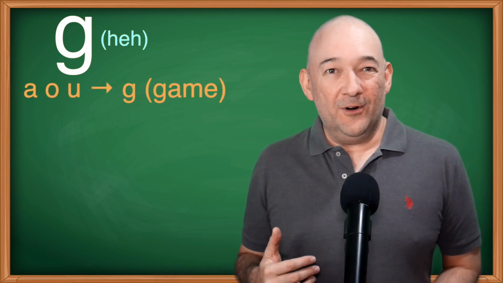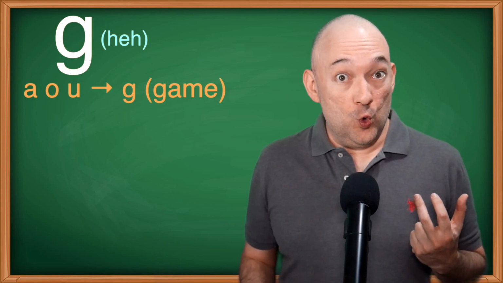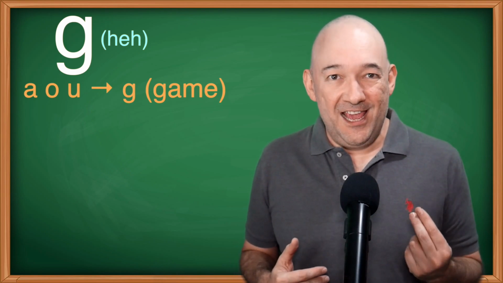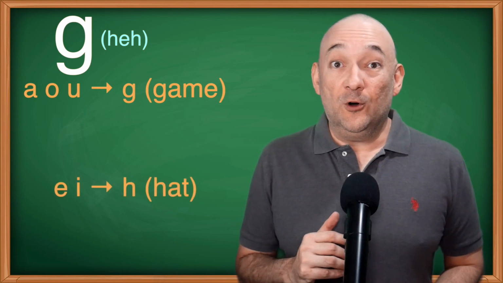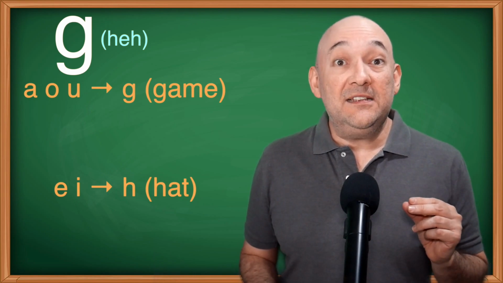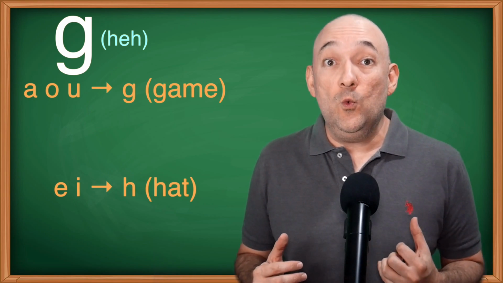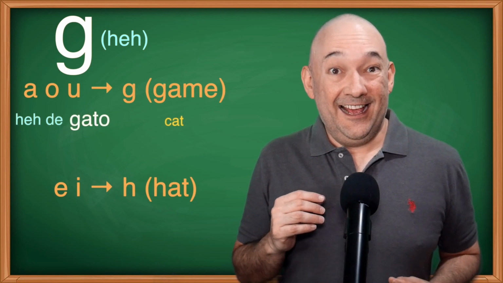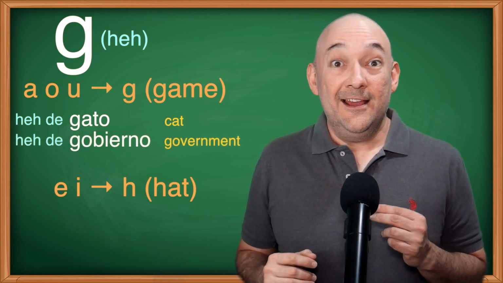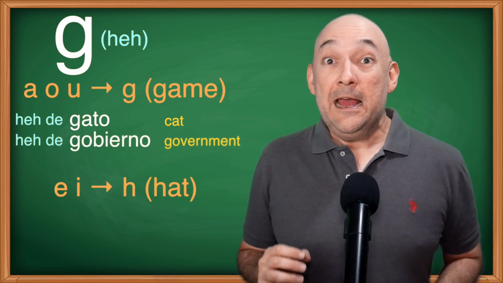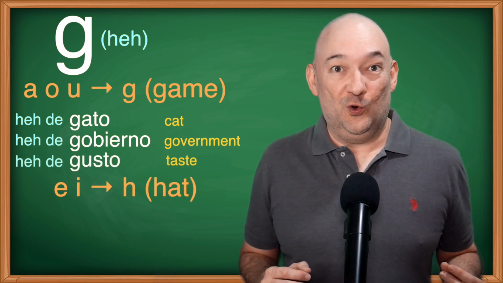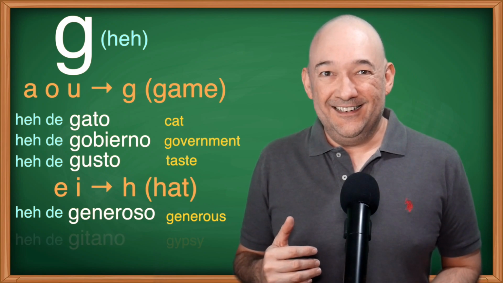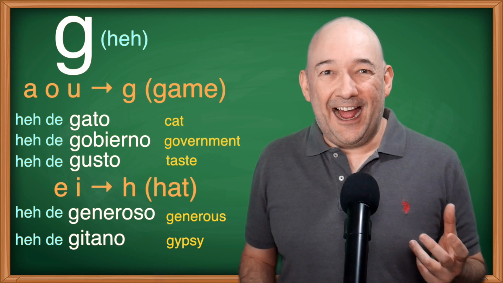When it goes before the vowels A, O, U, it makes the sound of the G in English in words like game. But when it goes before the vowels E, I, it makes the sound of the H in English in words like hat. G de gato. G de gobierno. G de gusto. But there is also G de generoso. G de gitano.